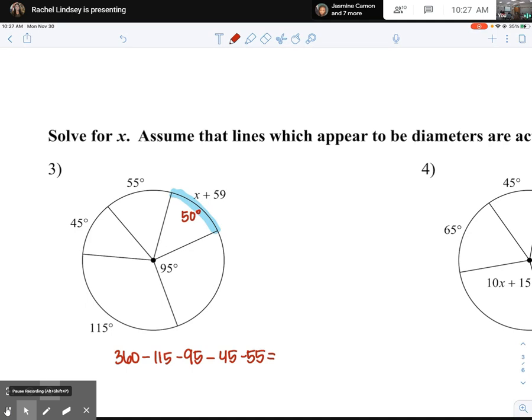So now if I want to solve for x, what am I going to do? Set it equal. So x plus 59 equals 50. You are going to get a negative. So subtract 59. And what is 50 minus 59? Negative 9.